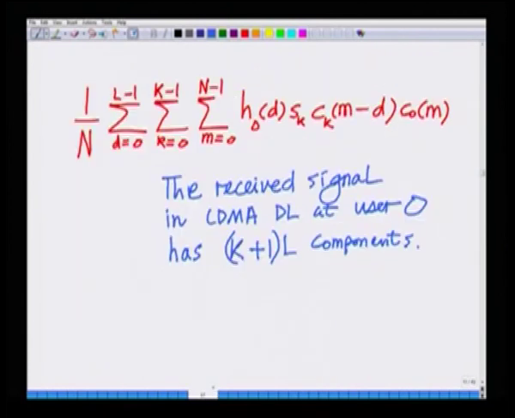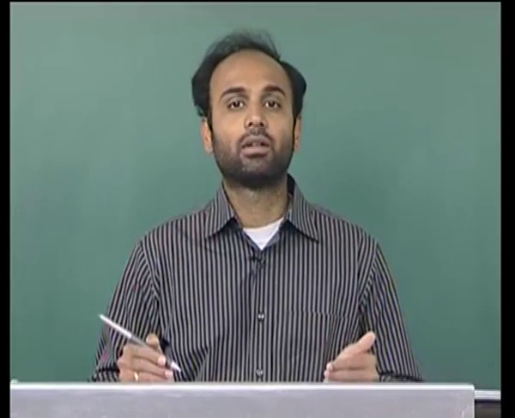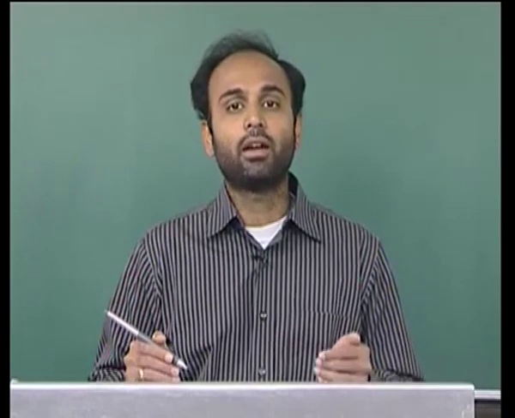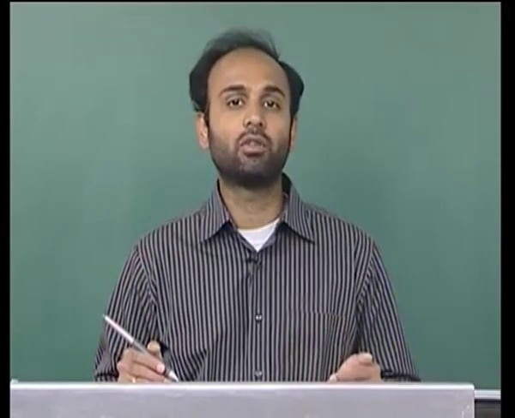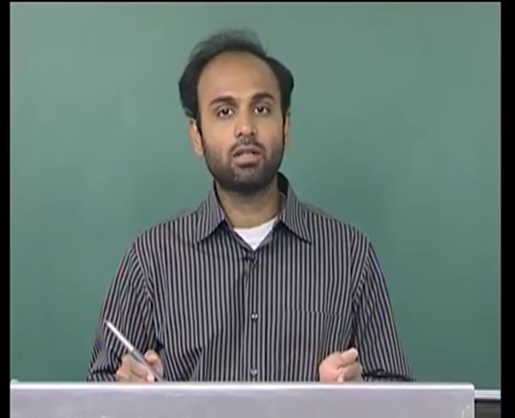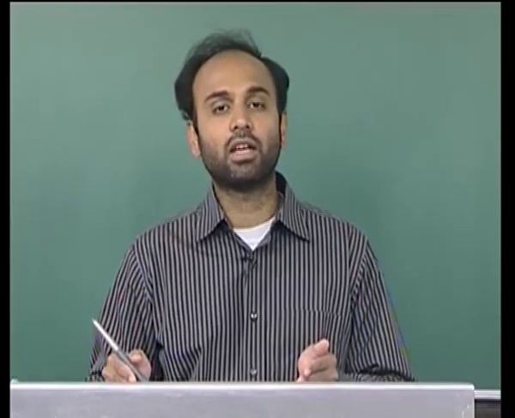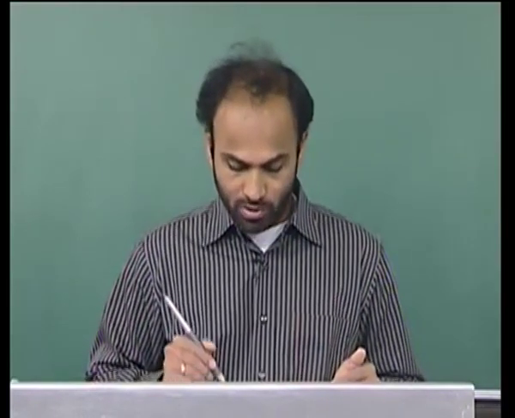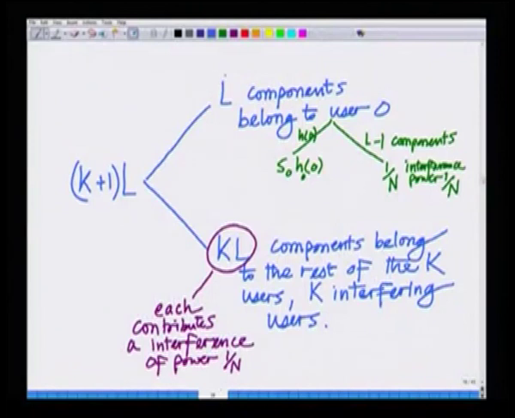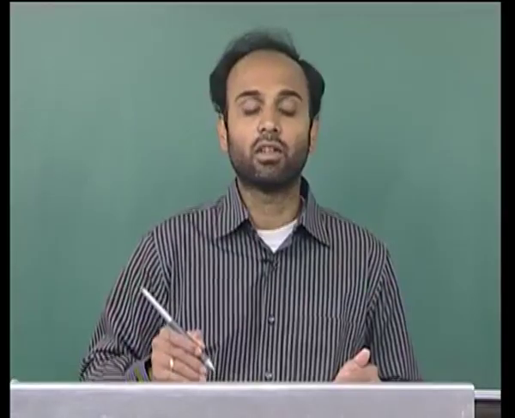Now, remember, each user signal passes through this L tap frequency selective channel, and there are K plus 1 users, that is user 0, who is the desired user, and users 1 to K, who are the interfering users. So, there are K plus 1 users passing through L component frequency selective channels. Hence, at the received output there are totally K plus 1 times L components. Out of these, L components belong to user 0, and the remaining K times L components belong to the interfering users. This is the point at which we had stopped in the last lecture. Now, let us resume our analysis of the CDMA downlink.